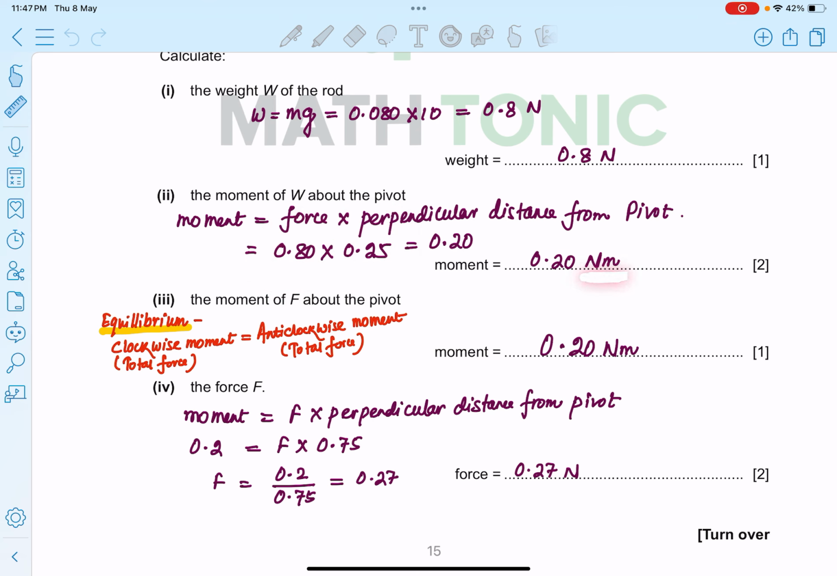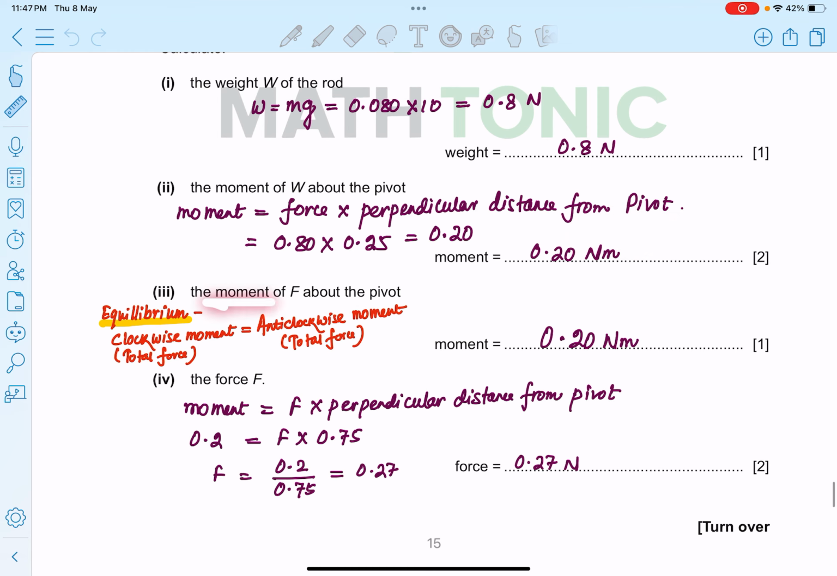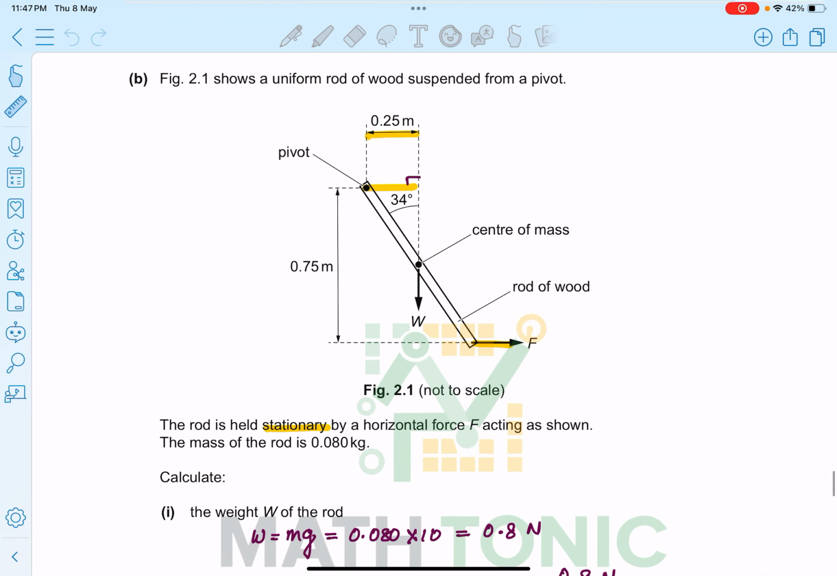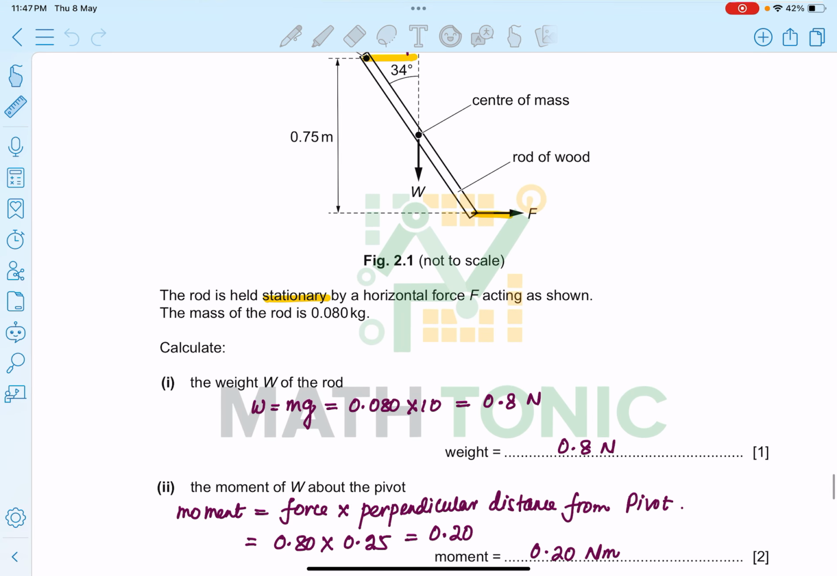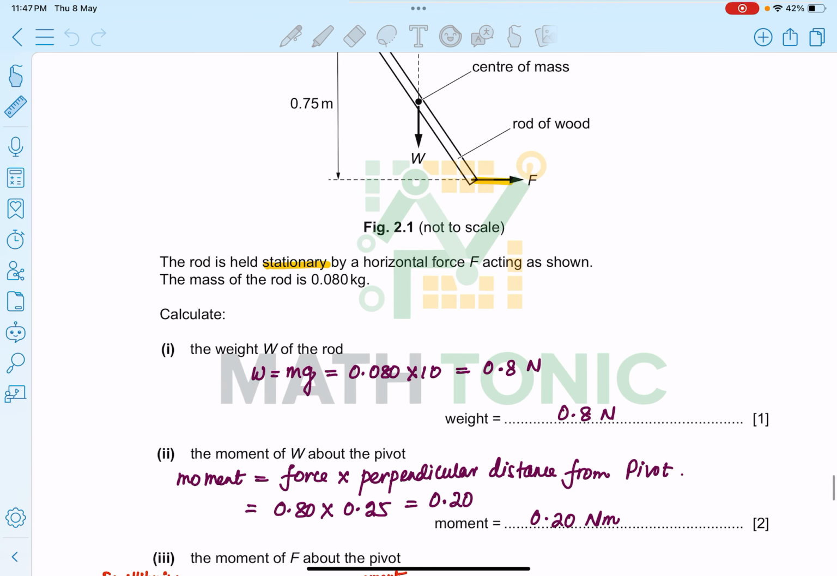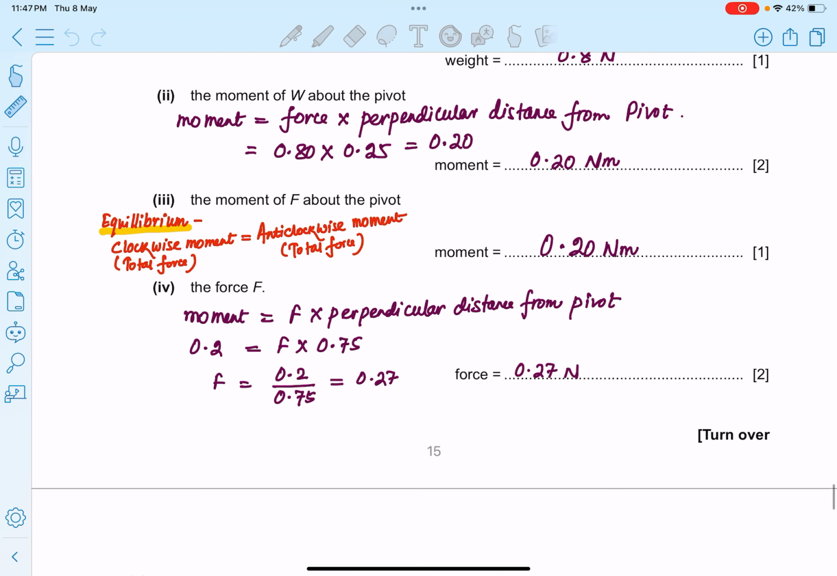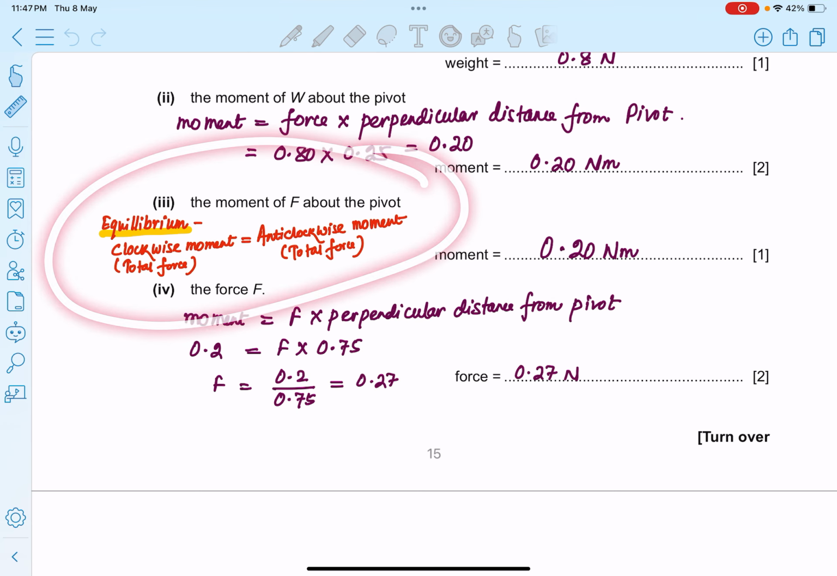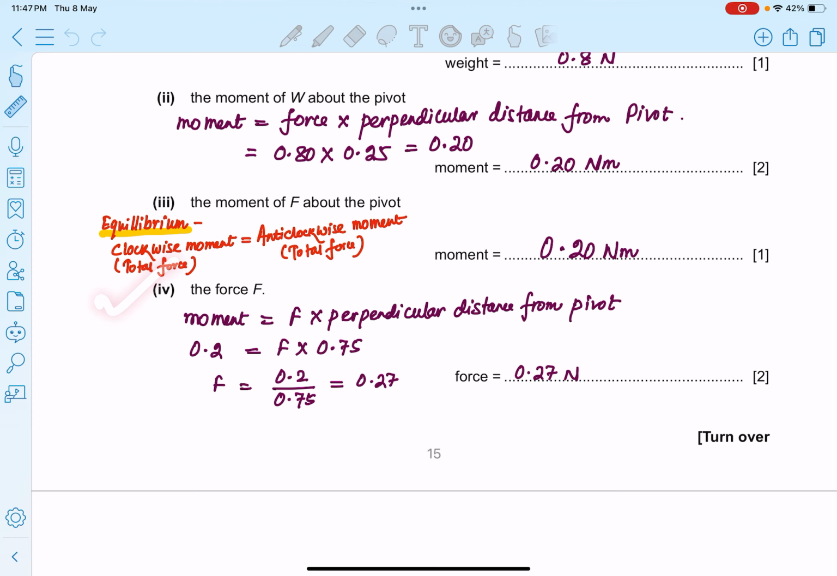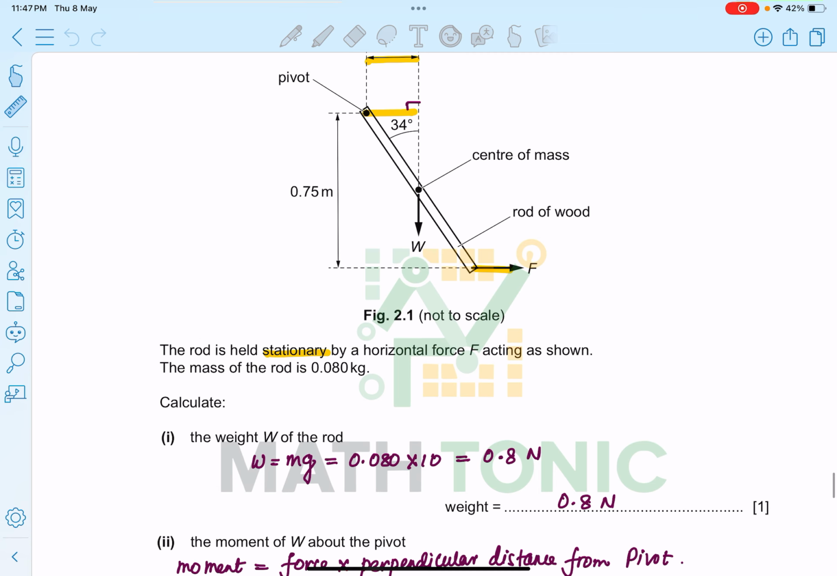Be careful when you write the moment, because N is for force and meter is for distance. Got it? That is the moment of force about the pivot. Now tell me, the rod is held stationary. That means it is in equilibrium. Remember, there is a condition for equilibrium: the total clockwise moment equals the total anticlockwise moment, right? That means if it is moving in this way, that moment will equal the moment moving in this way. Yes or no?